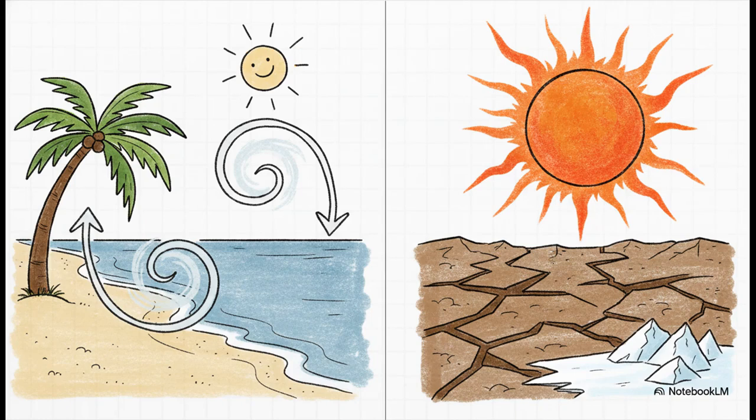Another massive player here is distance from the sea. If you live in a coastal city, say Mumbai or Chennai, you get this amazing moderating effect. Because land and water heat up and cool down at totally different rates, it creates this constant natural exchange of breezes, a sea breeze during the day and a land breeze at night. It keeps coastal temperatures pretty stable. But if you move deep into the interior of the country, far away from that oceanic air conditioning, the climate becomes much more extreme. We're talking incredibly hot summers and noticeably colder winters.